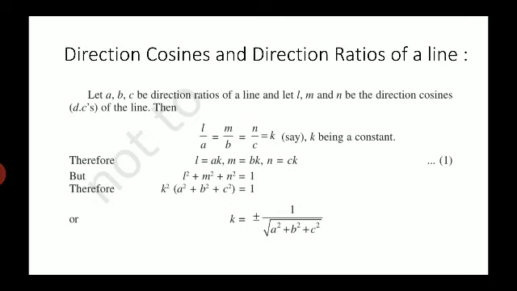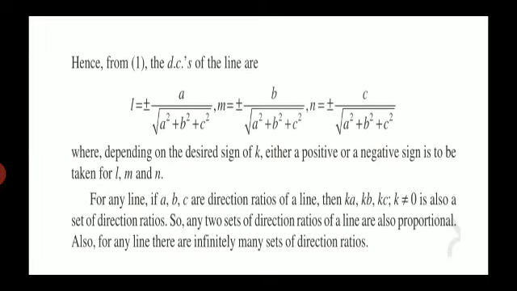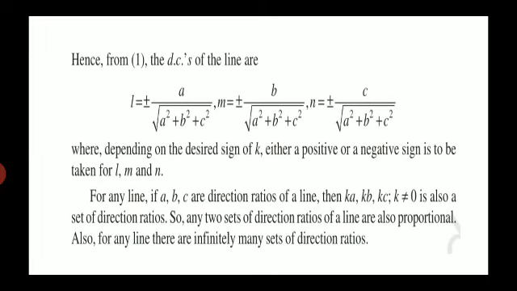From this we will get the value of k as plus minus 1 by square root of a square plus b square plus c square. Now, if we put the value of k in equation 1, we will get the direction cosines of the line as l equals plus minus a by square root of a square plus b square plus c square, m equals plus minus b by square root of a square plus b square plus c square, n equals plus minus c by root of a square plus b square plus c square.